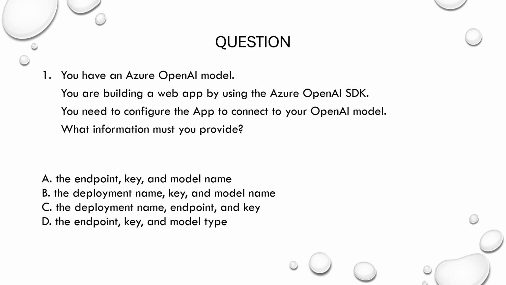Let us break down the question. What are the key points present in the question? Now we have a web app which is built using Azure OpenAI SDK. And then we have an Azure OpenAI model. We have to connect this web app to our OpenAI model. So what all information we have to pass to this web app to make this connection, or what all details we have to pass to this app so that it can authenticate to our OpenAI model. That is the requirement. Now let us get into the documentation.